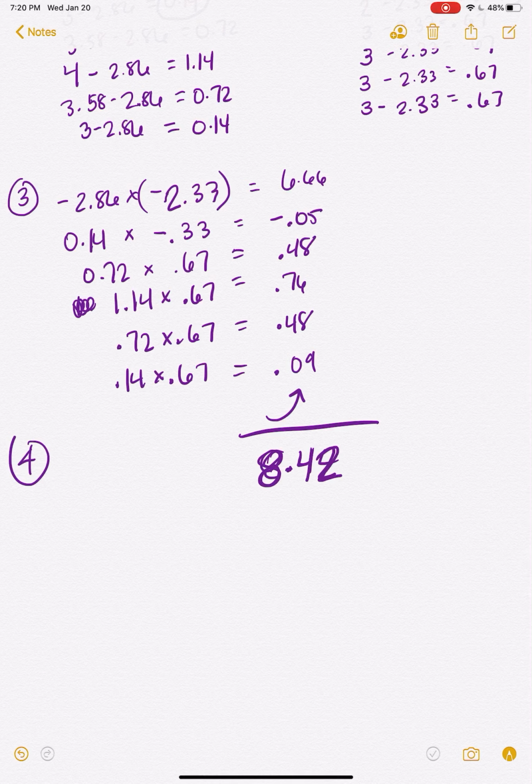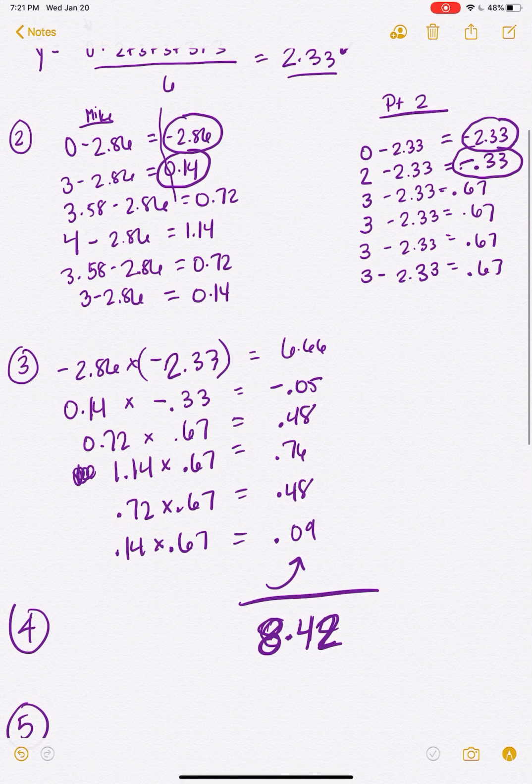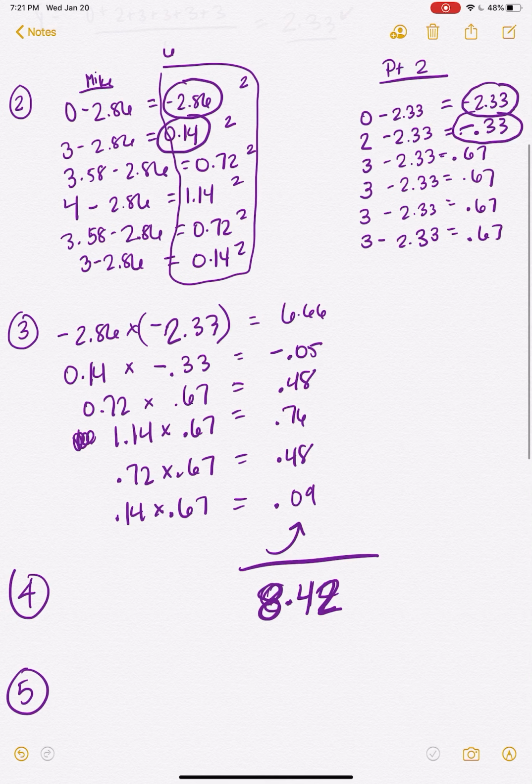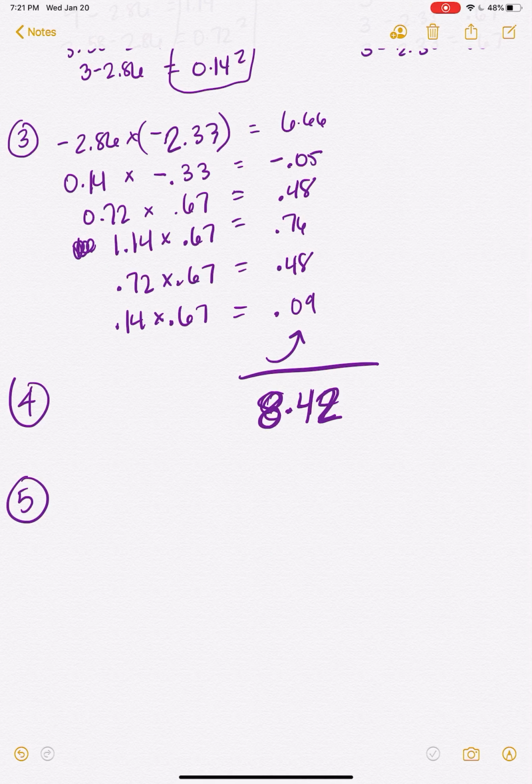All right. And then in step 5, I'm going to go back up to step 2, and I'm going to square all of the numbers from step 2. So these guys, I'm going to square them, okay? Negative 2.86 squared, 0.14 squared, 0.72, all of those, I will square them in this next step and take the sum of those, okay? So when I square the first number, negative 2.86 squared, I get 8.18.